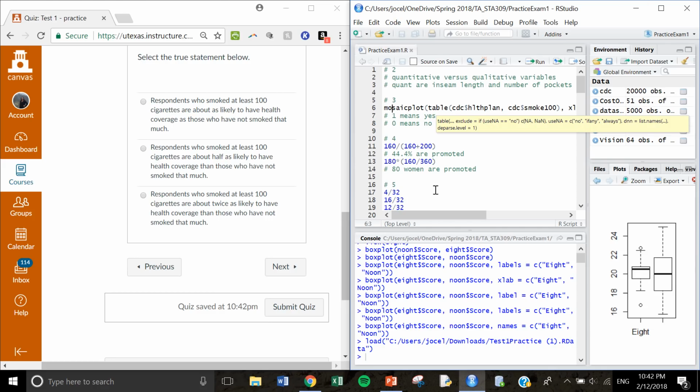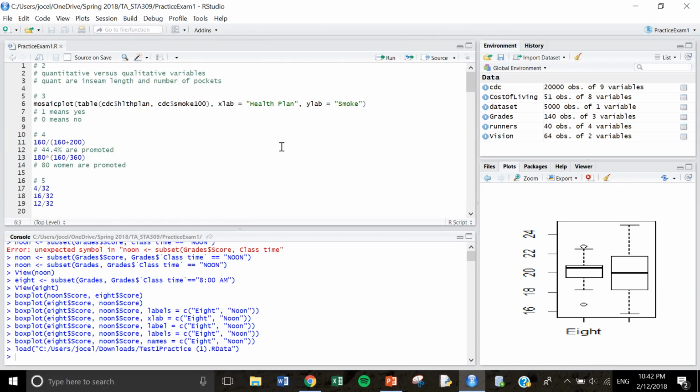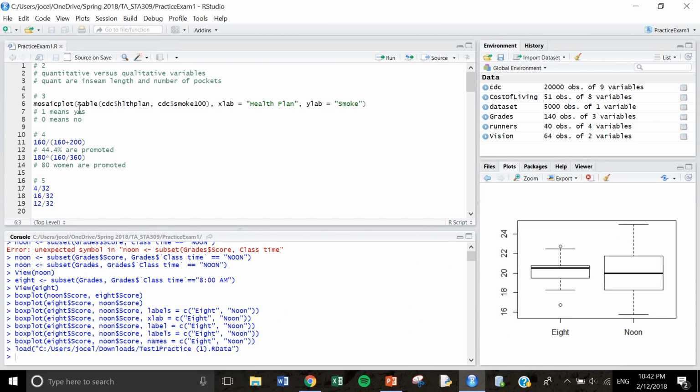You could do this with just a regular table, but it's way easier to visualize it if you have it in a plot. So I'm going to make my R a little bit bigger, and we're going to do table of health plan and smoke 100, okay? If you don't have table in this, you're going to get an error, and you're going to be like, that's not a mosaic plot. So if you get a bunch of 1s and 0s, remember you have to have table in your mosaic plot function.